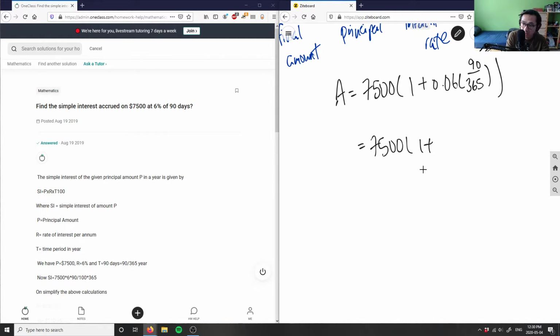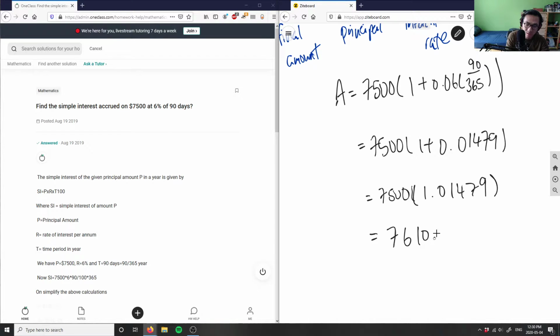This will give me a value of 0.01479. I'm going to write this down, 0.01479, and add 1 to it. That would give me 1.01479, and then I just have to multiply that by 7,500 to get our answer, which equals $7,610.96. So this here is our final amount.